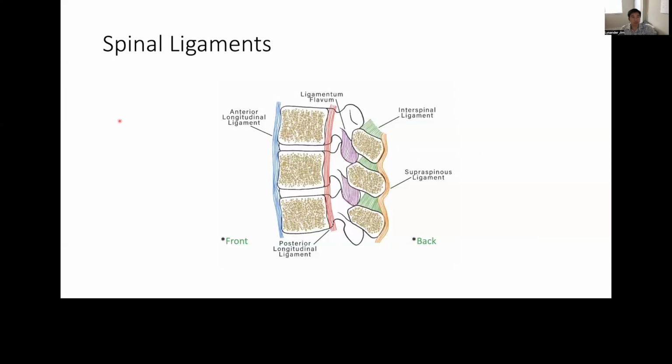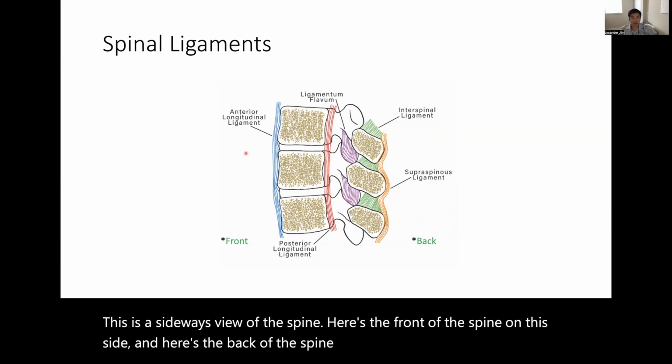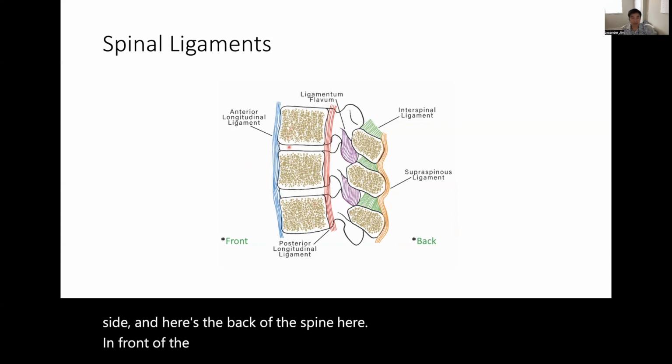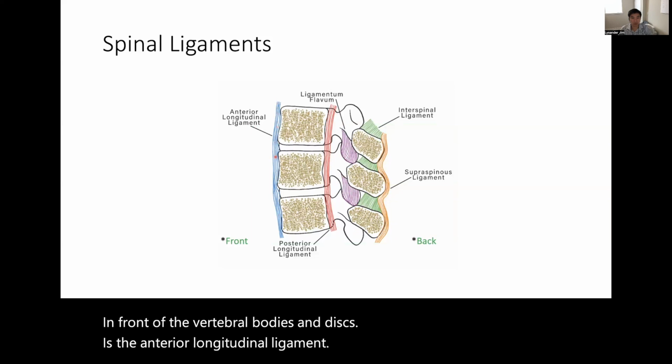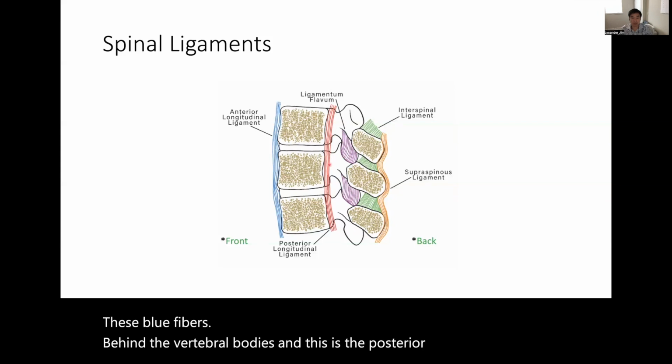Here's an image of the spinal ligaments. This is a sideways view of the spine. Here's the front of the spine on this side, and here's the back of the spine here. In front of the vertebral bodies and discs is the anterior longitudinal ligament, these blue fibers. Behind the vertebral bodies and discs is the posterior longitudinal ligament in red.